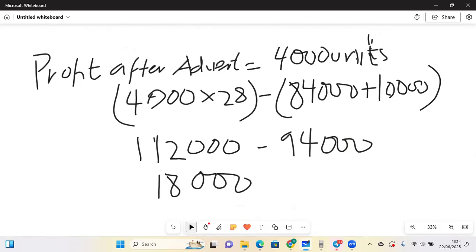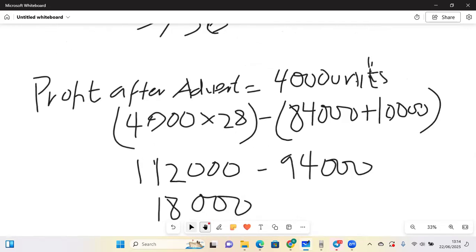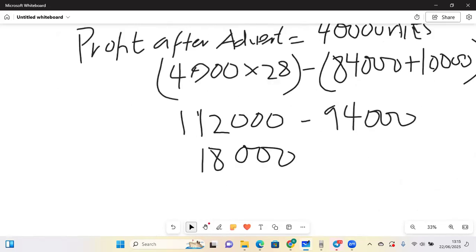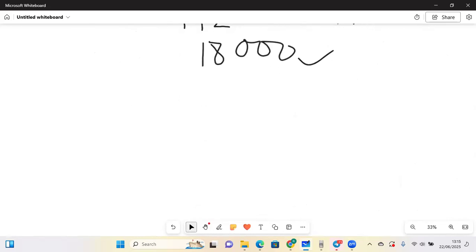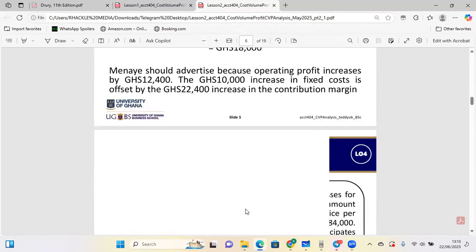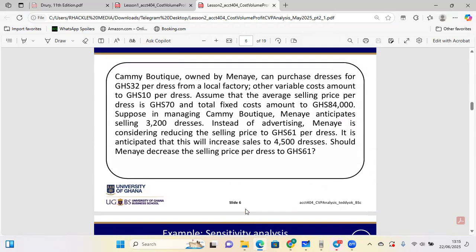So, will you advise her to advertise? Because before the advert, this is the profit she's going to make. Now after she advertises, she's going to make this profit after taking everything into account. So what do we advise her to do? To do the advertisement. So that is it for this part. Now let's go to the next part. There is another question here.